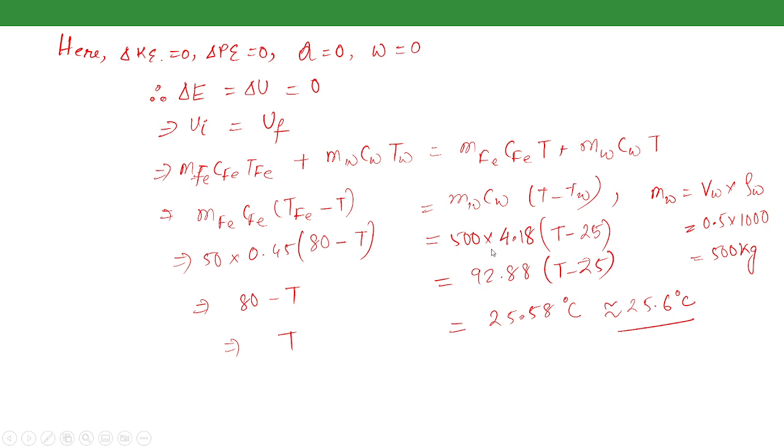This is essentially due to the specific heat. Okay, so what is the specific heat? It is basically the capacity of any material to store the heat. Since water has a higher capacity to store the heat, more heat will be required to increase its temperature, whereas since iron has a lesser capacity to store the heat, comparatively lesser heat will be required to increase its temperature, or equivalently lesser heat is required to be removed for its temperature to drop.